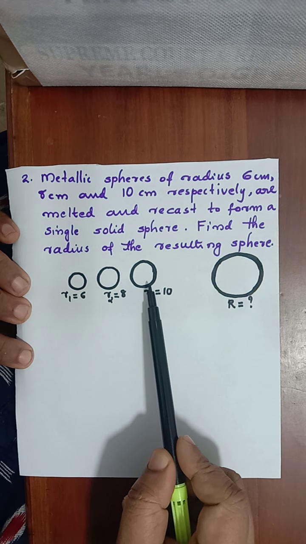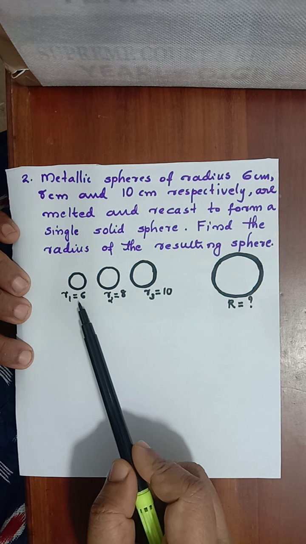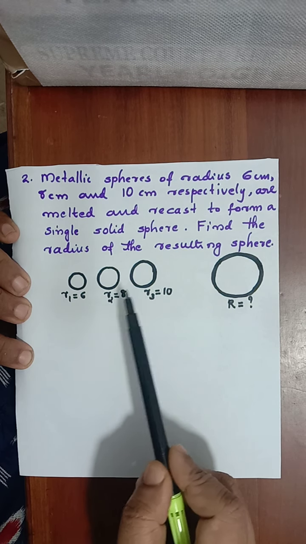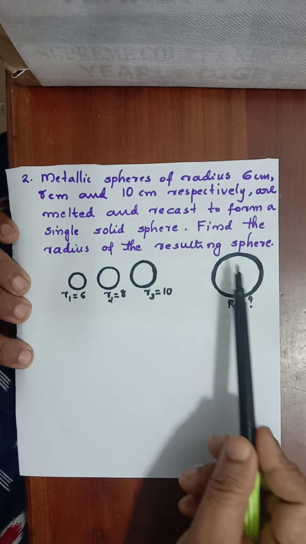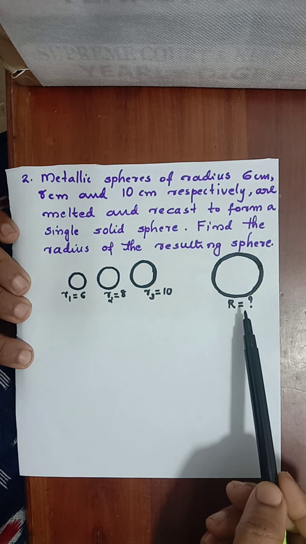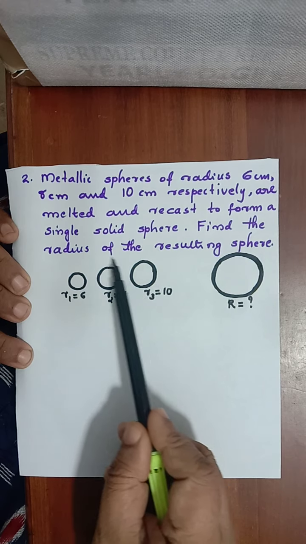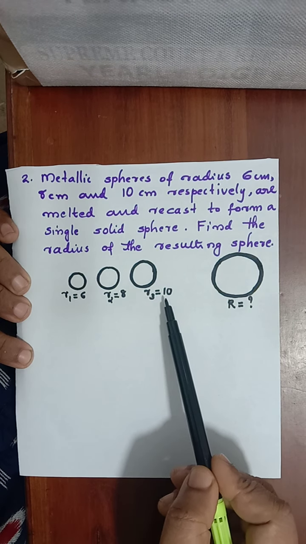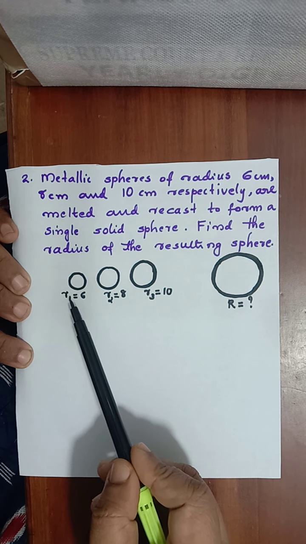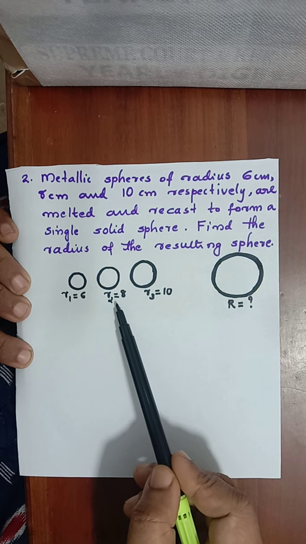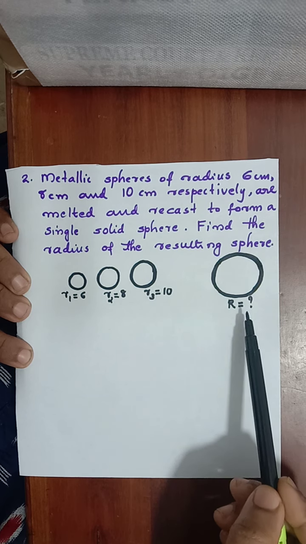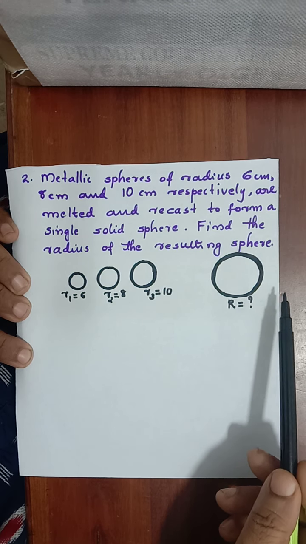Look at the 3 metallic spheres having radius R1, 6, R2, 8, R3, 10. All these 3 we are melting and recasting to form a single solid sphere having radius R. We have to find out the radius of this. How do we get that? That is, volume of all these 3 spheres equals volume of resulting sphere. That is 4 by 3 pi R1 cube plus 4 by 3 pi R2 cube plus 4 by 3 pi R3 cube, equal to 4 by 3 pi R cube.